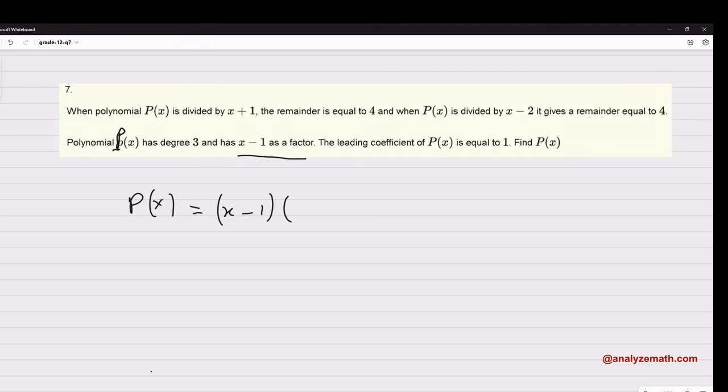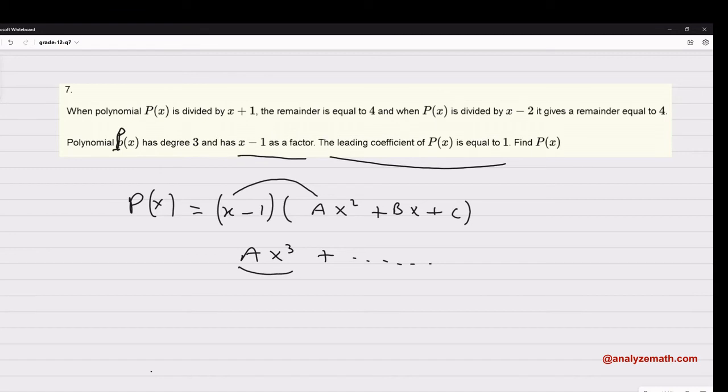Now, the polynomial can only be a polynomial of degree 2, of the general form ax² + bx + c. Now, let's use this information, the leading coefficient. When we expand this polynomial, this x with ax² will give us the term ax³, which indicates the degree 3, plus other terms, of course, with a lower power in x. So this is the highest, and this will be the leading coefficient, and of course it's equal to 1.